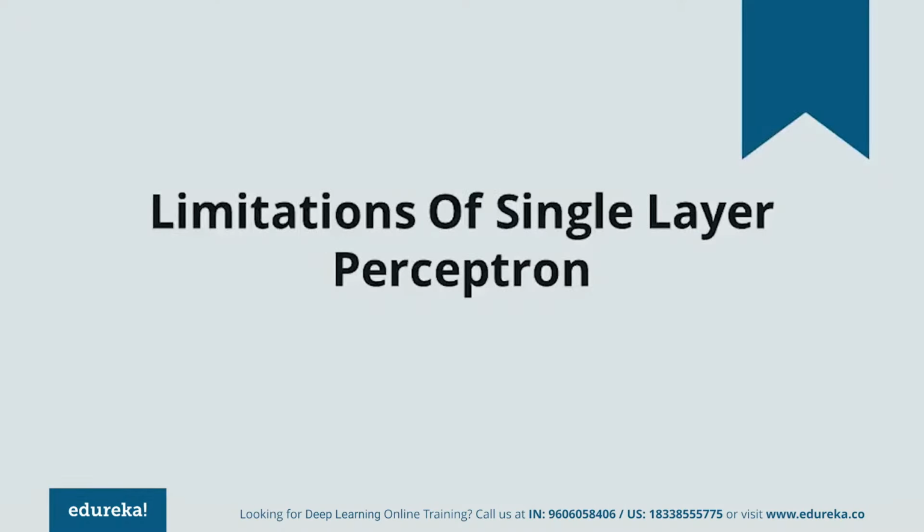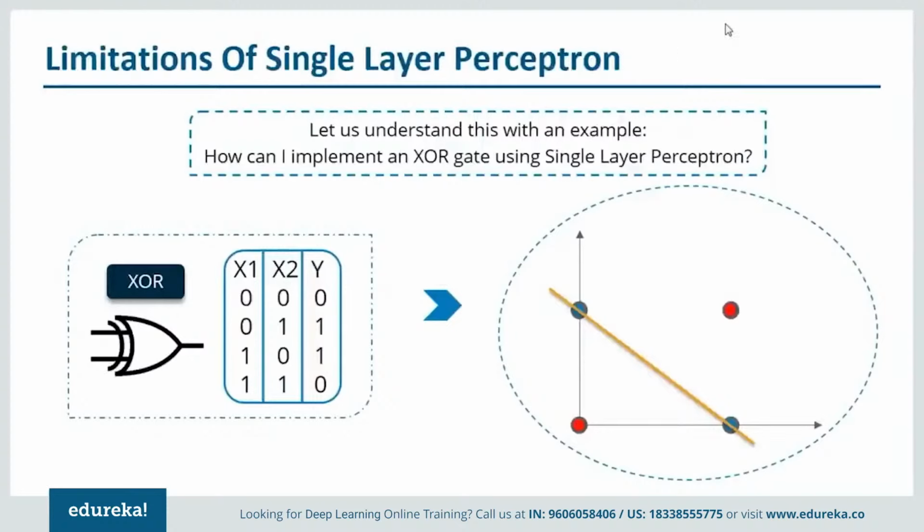So now there are certain limitations of single layer perceptron. Let us understand that. In order to understand that, we'll take an example of how we can implement an XOR gate using a single layer perceptron. So let us see if we can do that or not. We have an XOR gate here and this is the truth table. According to this truth table, if any one of the inputs is high, then the output is high. If both the inputs are low, the output is low. And if both the inputs are high, the output is low.